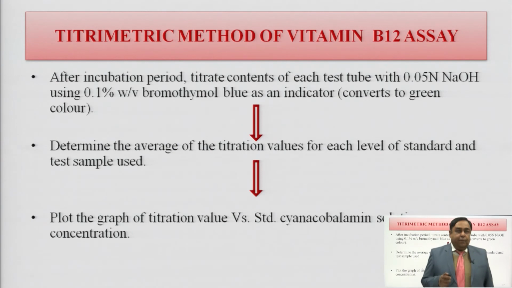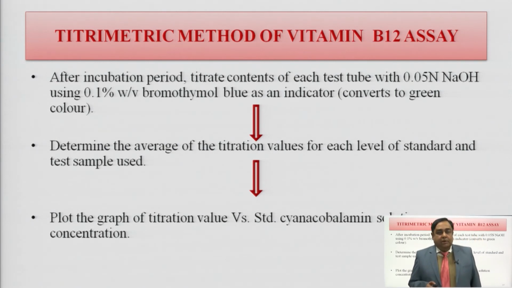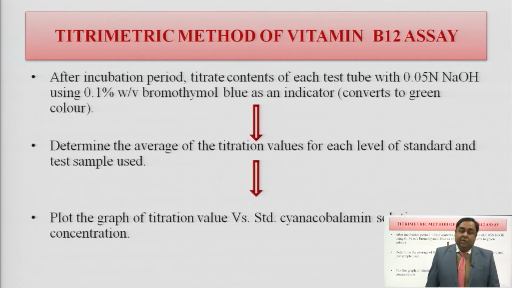Then you have to plot the titration value against the concentration of the standard solution. That is, you plot the titration value which you are getting against the concentration of the vitamin standard solution. So, you will be getting a graph. Then you take your unknown or sample one, and you will be getting a corresponding titration value.